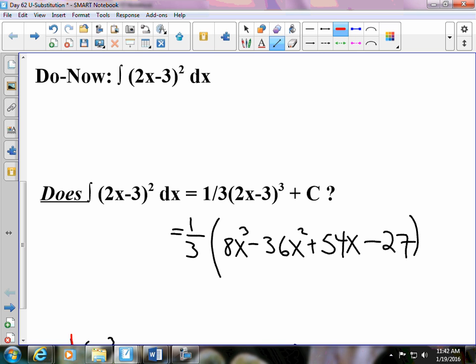All right, what I want you to do is find the antiderivative of (2x minus 3) squared. And then tell me if it's the same, after you get your answer, as if you had just taken the antiderivative using the power rule of the whole thing. Like if what you get is equal to 1/3 (2x minus 3) cubed. And I've done the (2x minus 3) cubed for you. So get the antiderivative and see if it's 1/3 of that. Now let me pause this.